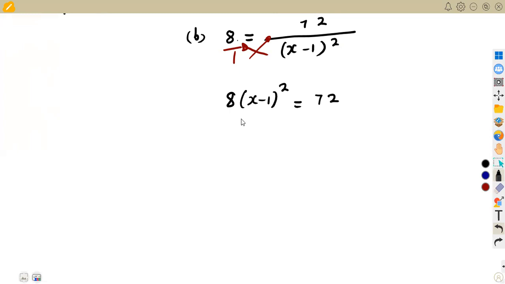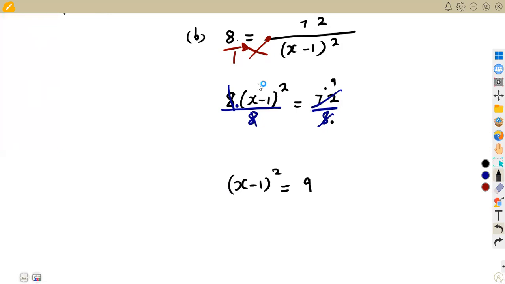Take note, yes, we can expand the bracket and multiply by 8, but the 8 is not inside the bracket, it's multiplying the bracket. So you can get rid of this 8 by simply dividing by 8 on both sides. The moment we divide by 8, we are left with the bracket of x minus 1 squared, which is equal to 72 divided by 8, which is going to give us 9 in this case. So here we obtain a 9. This is what we have.